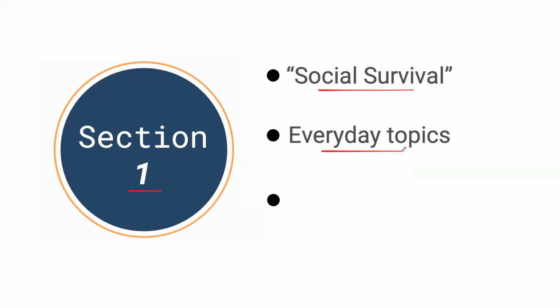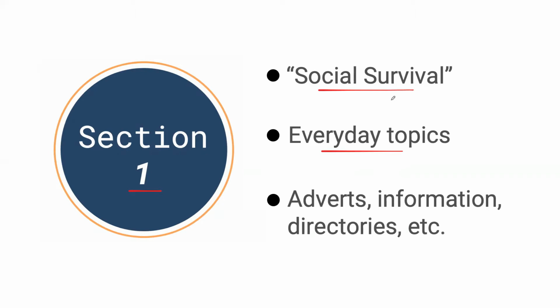As you know, the 3 sections in the general reading exam differ in terms of their content. Today's example is going to be in section 1. So that means it is the social survival part of the test. And this features topics that are known as everyday topics. So think of these as things you would need to survive in an English-speaking country.